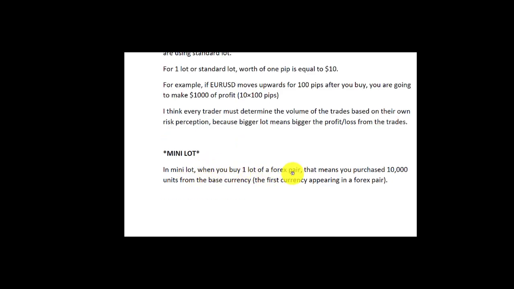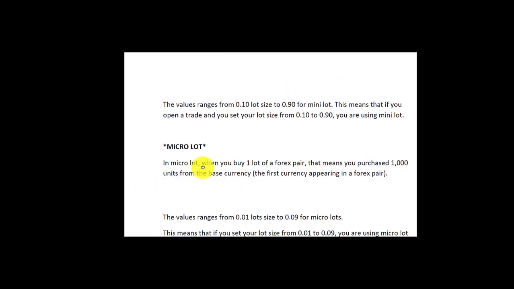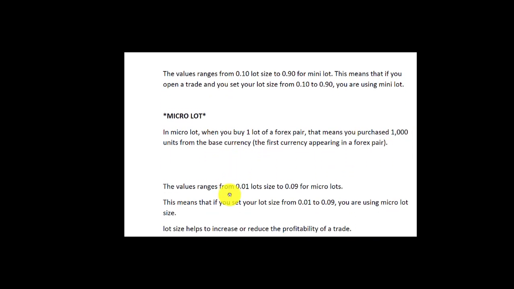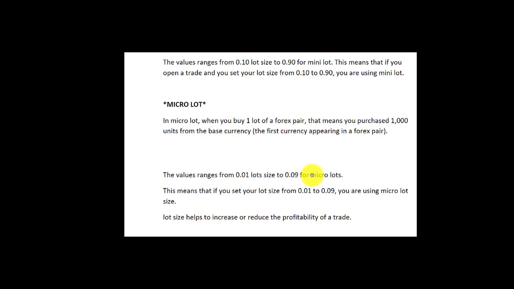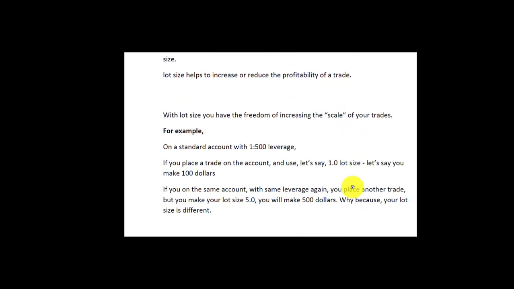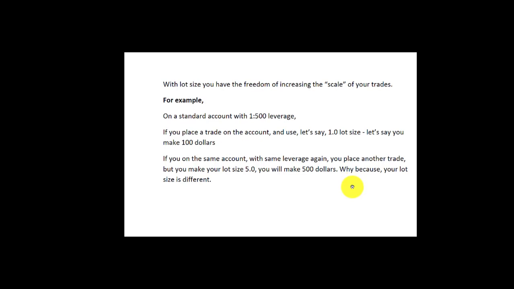When you use a mini lot to buy one lot of a forex pair, that means you purchase 10,000 units of the base currency. When you use the micro lot, that means you purchase 1000 units of the base currency. The values actually range from 0.01 to 0.09 micro lots. Okay, guys, so this is just theory. Let's quickly go and I'll show you how to apply these things to determine the dollar equivalent of the trade you're about to take per lot size and per pip.